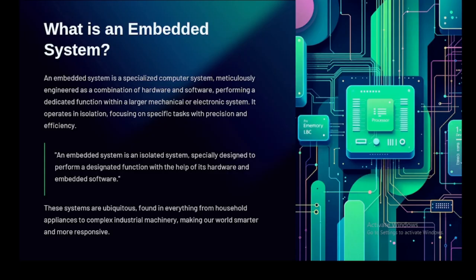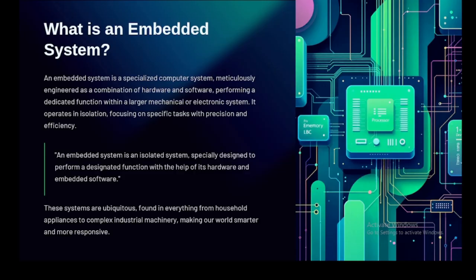What is an embedded system? An embedded system is a specialized computer system. It is nothing but a combination of hardware and software performing a dedicated function within a larger mechanical or electronic system. It operates in isolation, focusing on specific tasks with precision and efficiency.